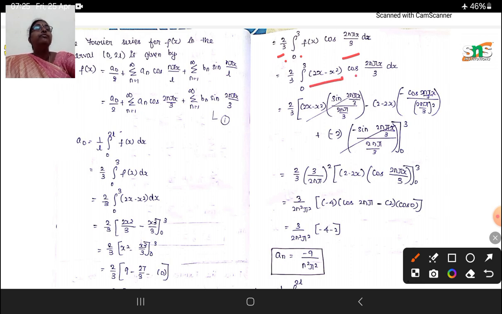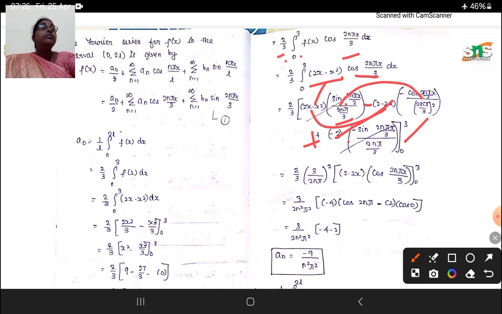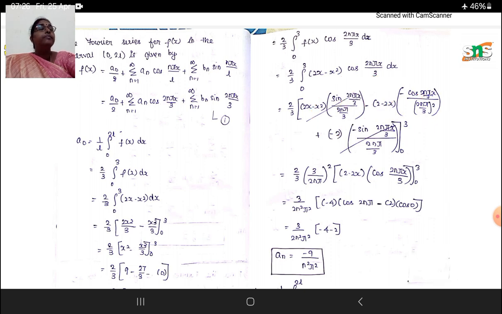Again, a product of two functions, so we proceed with the Bernoulli rule. First write the u value, then integrating cos is sine. Here the constant is 2n pi divided by 3. This is a one-time rewrite. Then with the alternate sign minus, differentiate the first bracket and integrate the second bracket. It's a basic concept, just keep it in your mind. With the alternate sign plus, differentiate the first term and integrate the second term. This is enough to recall the Bernoulli rule.